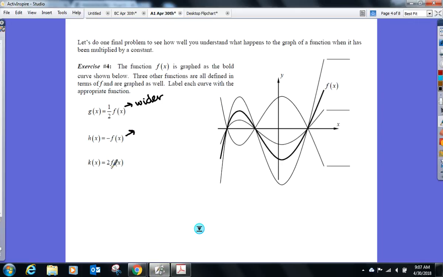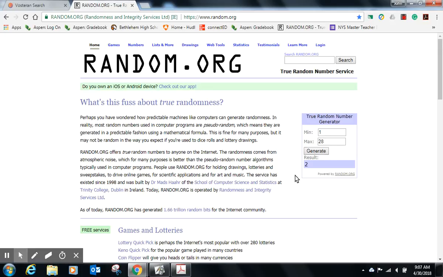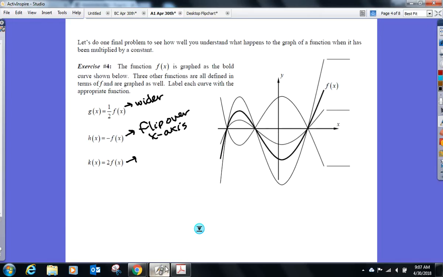Negative f of x. What's the effect of putting a negative out in front? Flipping it over what? X-axis. And then multiplying it by 2. What effect does it have on the graph? Multiplying it by 2, stretched. Another word, narrower. Narrower, yep. Vertically stretched too, yes.